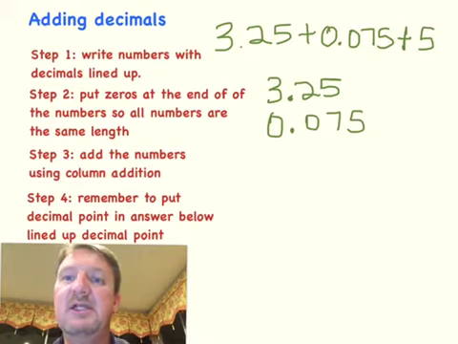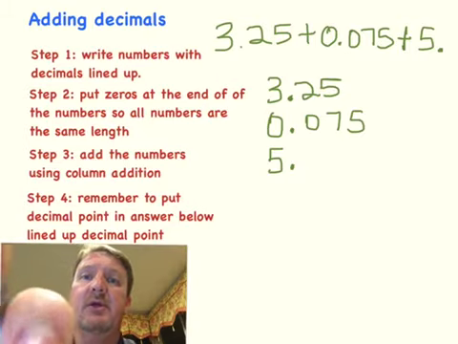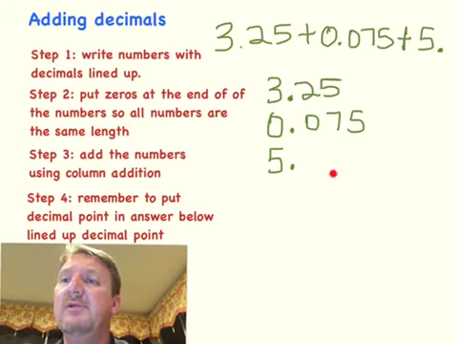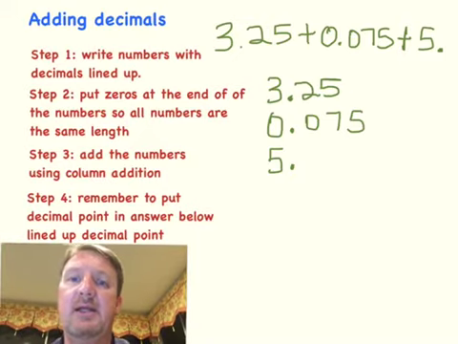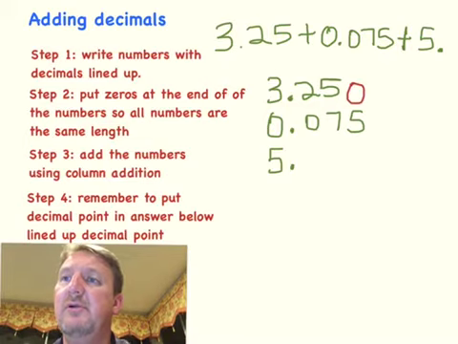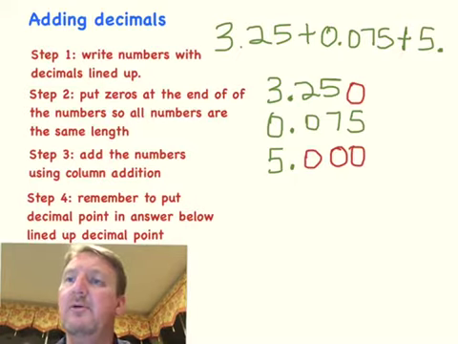Well, I don't see a decimal on the 5. Where is it? The decimal is actually right there, after the 5, because it's a whole number. Now I have all this space, and a little bit of space right here that I need to fill in. So I can add my 0 here, and then add 3 zeros to this number here. Now I can go ahead and add everything together.